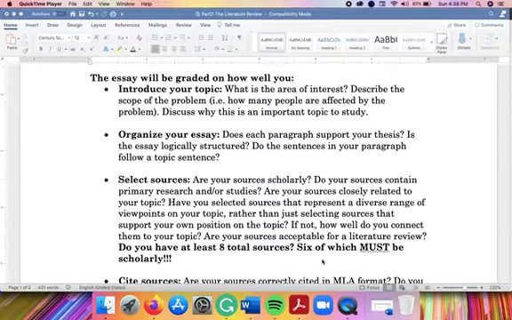Rather than just selecting only the ones you like. If not, how well do you connect them to your topic? If they're not closely related, you have to show how they are being connected. Are your sources acceptable for a literature review? And we will talk about it again. You need 8 total sources, 6 of which must be scholarly for this.